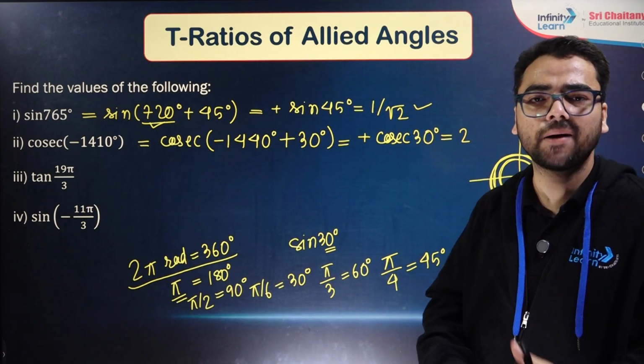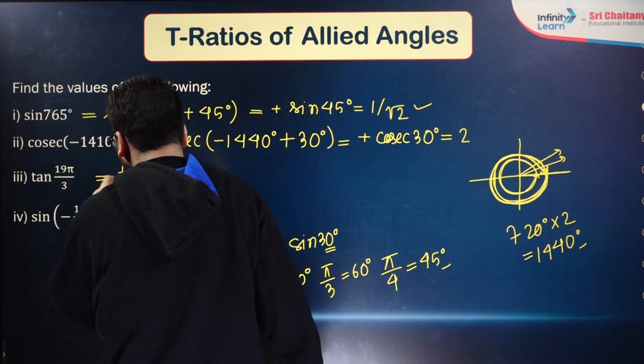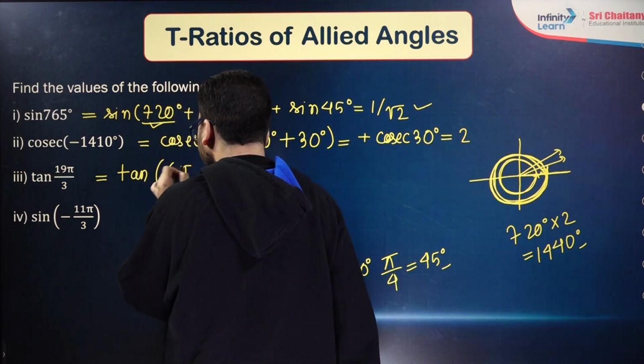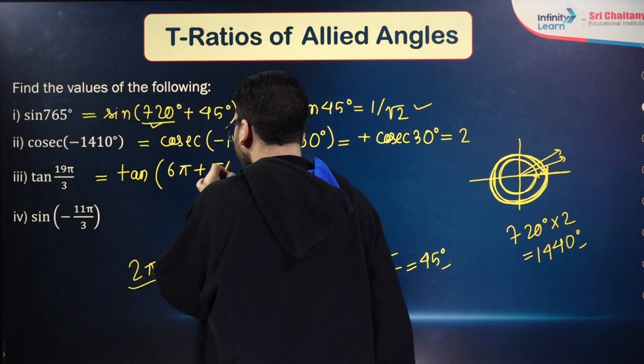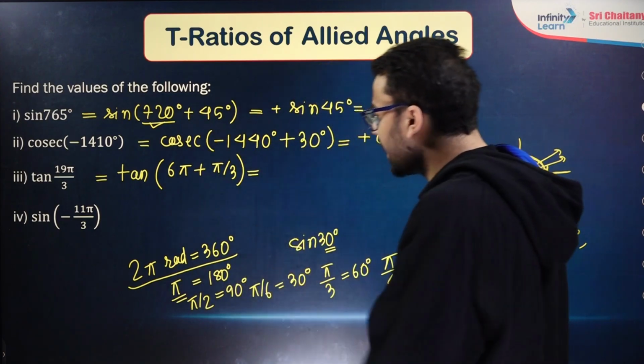So 19 pi by 3. See, can I write it like this? 6 3s are 18, right? So can I write it like this? 6 pi plus pi by 3. Because that will be what? 6 3s are 18 plus 1. So 19 pi by 3.